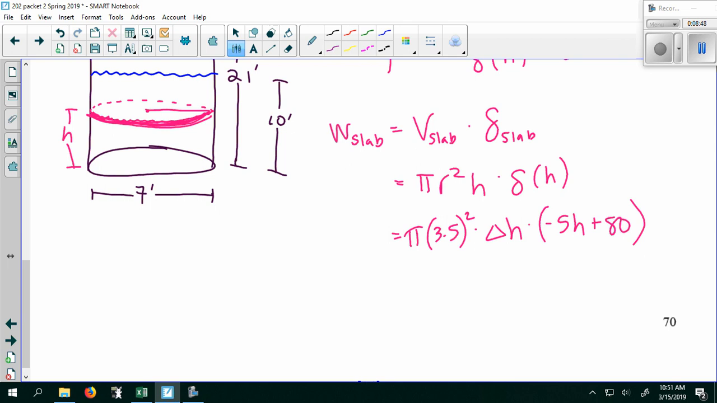Now I'm going to stack up these slices. I'm going to have all these slabs of water, each one having approximately uniform density. There's another one. I'm adding up n of them. I'm going to start at the bottom when h is 0, and I'm going to stack these slabs of water up until I hit the top of the water level, which is 10 feet. And so I need to add these all up. So the weight of all the slabs is the sum from i equals 1 to n. Every slab has this weight.